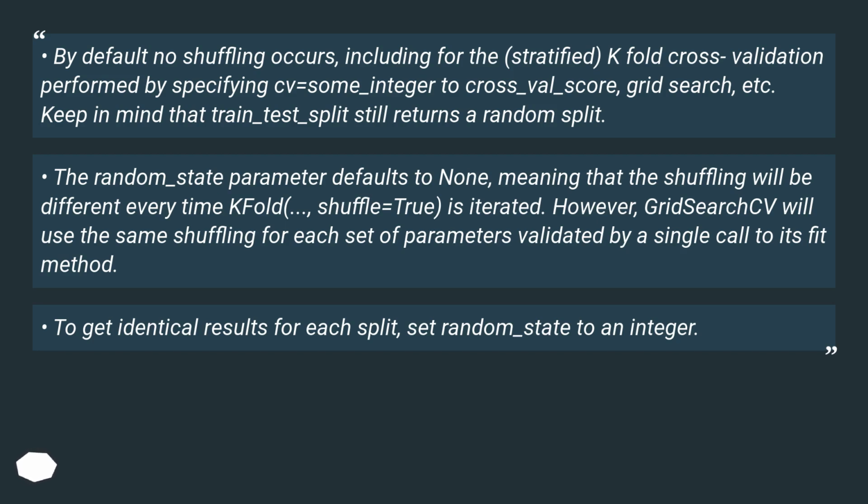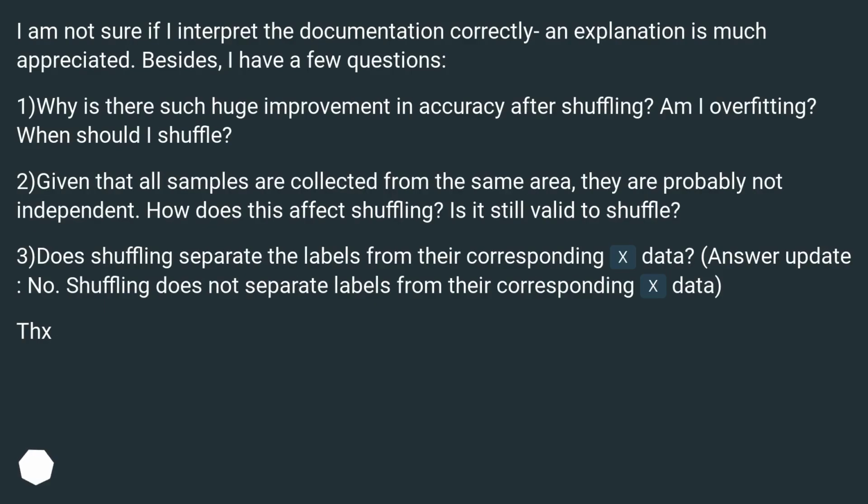The random_state parameter defaults to None, meaning that the shuffling will be different every time KFold with shuffle equals True is iterated. However, grid search will use the same shuffling for each set of parameters validated by a single call to its fit method. To get identical results for each split, set random_state to an integer. I am not sure if I interpret the documentation correctly, and an explanation is much appreciated.